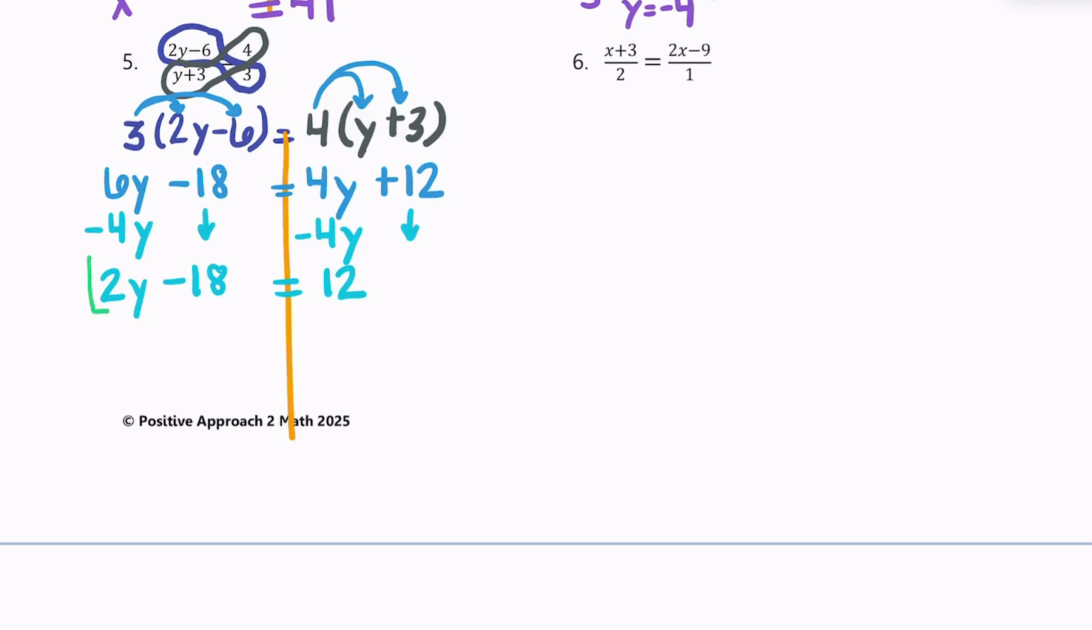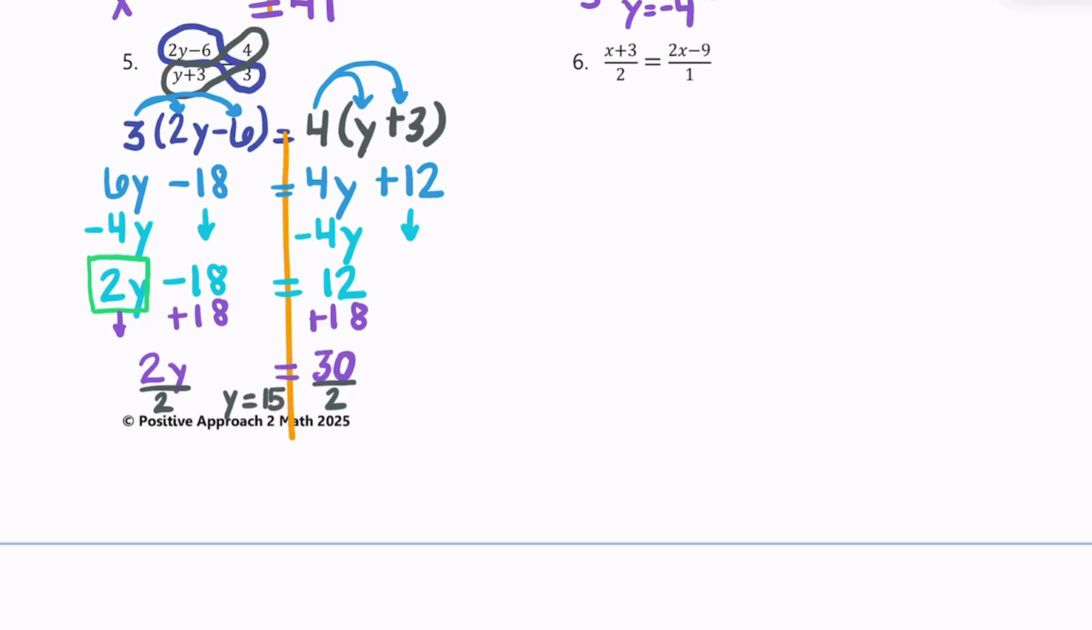I'm going to put our 2y in the box. We need to move over that minus 18. So I'm going to add 18 to both sides. Draw my arrow down. So I have 2y equals 30. And then last but not least, we're going to divide both sides by 2 to get y by itself. And we get y equals 15. Squeeze it in right there.